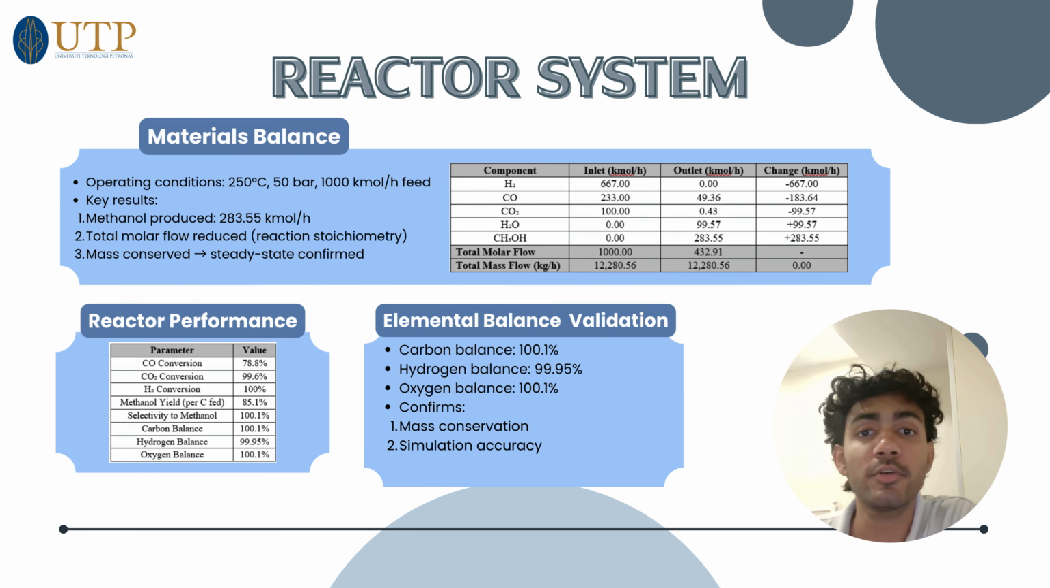The material balance for the methanol synthesis process was evaluated under typical operating conditions of 250 degrees Celsius, 50 bars, and a feed rate of 1000 kilomoles per hour. The process produces approximately 283.55 kilomoles per hour of methanol. As expected from the reaction stoichiometry, the total molar flow of the system decreases due to the conversion of reactants into products. However, mass is conserved throughout the system, confirming that the process is at steady state.